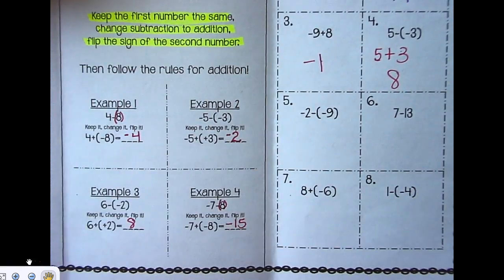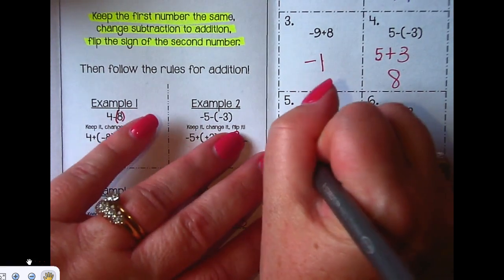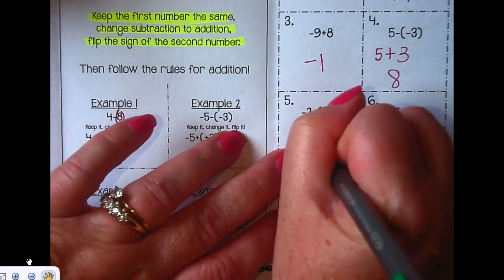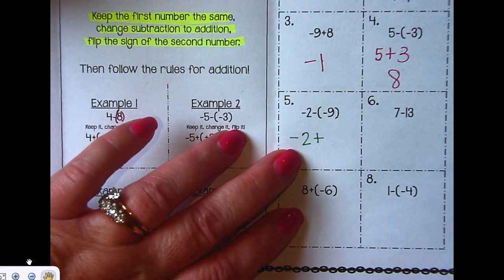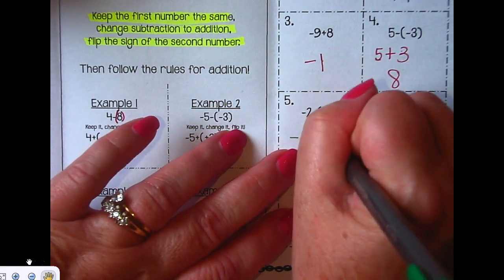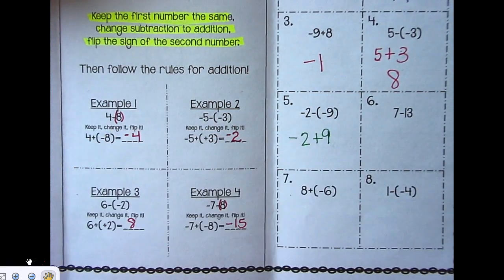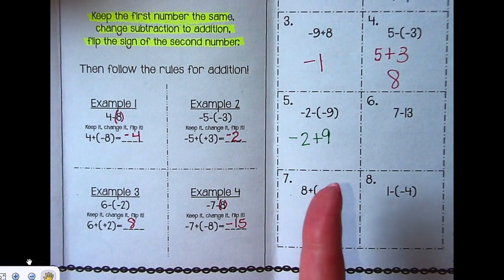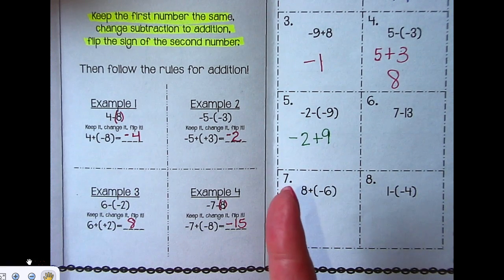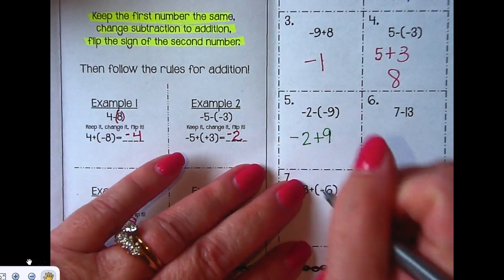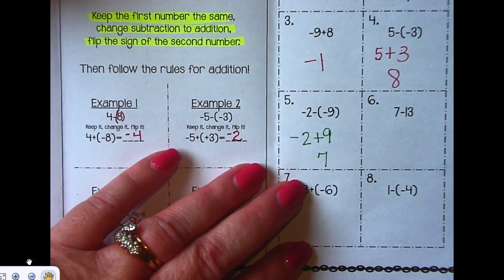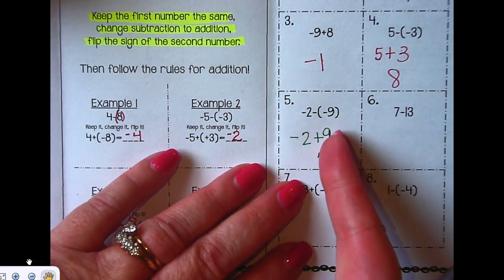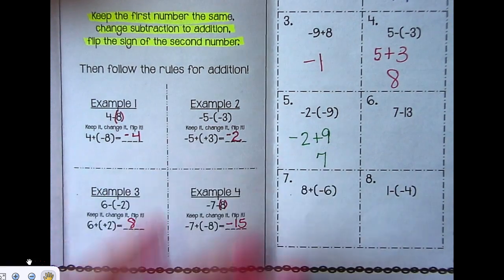Negative 2 minus negative 9. It's subtraction, so rewrite it as addition. Negative 2 plus negative 9 becomes positive 9. Now you follow the addition rules. The signs are different, so you are going to subtract. 9 minus 2 is 7. And is it positive or negative? Positive, because the 9 has the greater absolute value. It's positive, so your answer is positive.